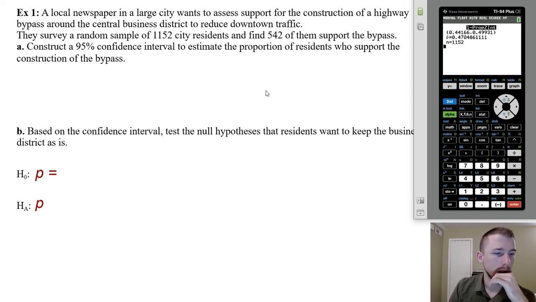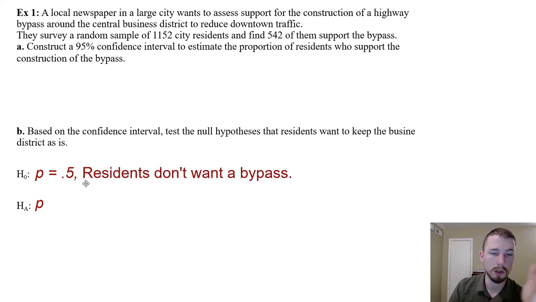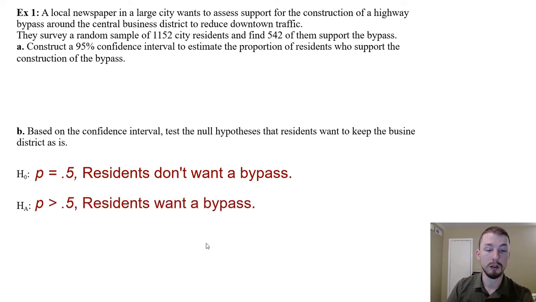All right, so based on the confidence interval, test a null hypothesis that residents want to keep the business district as is. So our null is going to be that they want to keep it the same, so it's equal to 50%, which is that it's split. You have to have a majority for it to pass, right? So at 50%, there's not a majority support for the bypass. The alternative, we're going to be interested in seeing if there is support, which is going to be that it is more than 50%, which is that the residents do want the bypass.